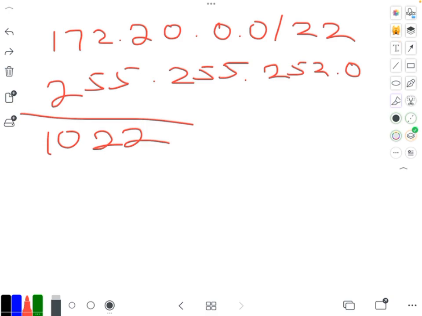So now, since we turned off 2 bits, our magic number is now 4, right? So our network is going to increment by 4. The criteria was that we needed 4 networks with 1,000 hosts each, right? So let's get our networks. Networks are going to be in black, and their ranges are going to be in blue.